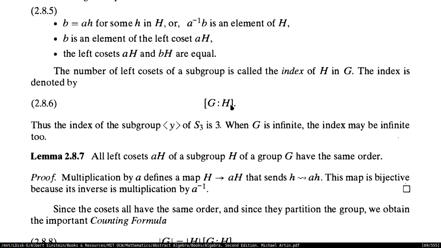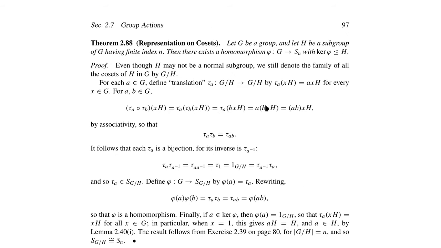Like this, within close brackets of G is to H. So that's the index of H in G. Okay, so we're going to try and establish a homomorphism between this group and the symmetric group such that the subgroup of that group G contains the kernel.